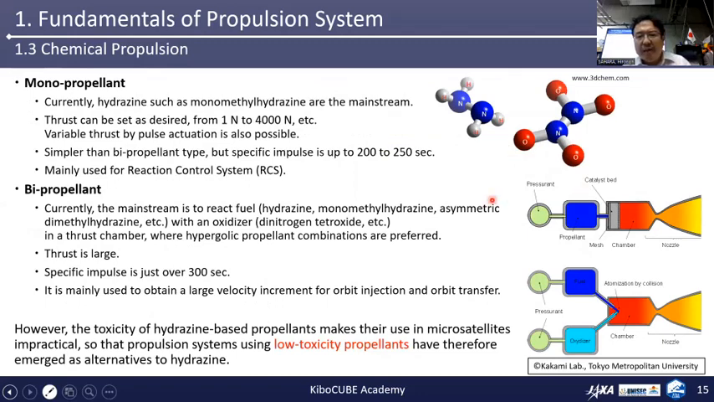A typical monopropellant is hydrazine. In particular, monomethyl hydrazine is currently the most widely used propellant, with a very wide range of thrust levels and almost the highest specific impulse among monopropellants. The most commonly used bipropellant is a combination of monomethyl hydrazine and dinitrogen tetroxide. The thrust is quite high and is used as the main propulsion system for changing the orbit of a satellite that requires a large velocity increment.